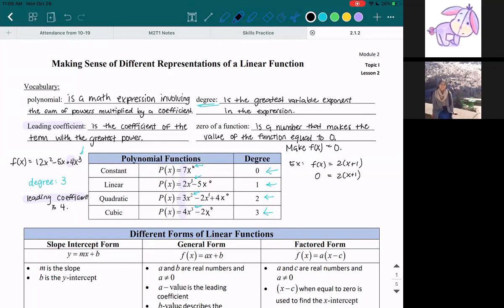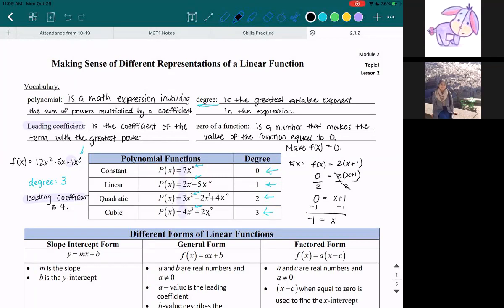So literally make f of x into 0. That's why I said make f of x equal to 0. We replace the f of x with 0, and now we solve for x. So solving for x, I'm going to divide by 2. That way those cancel out. We have 0 is equal to x plus 1. And then we subtract 1 on both sides, and you get negative 1 is equal to x.